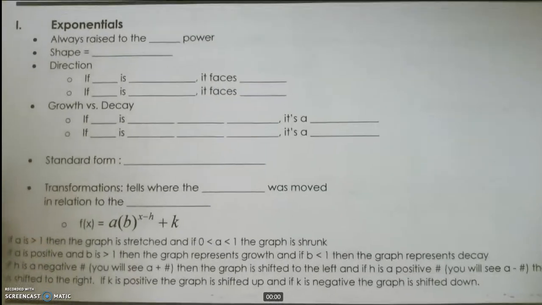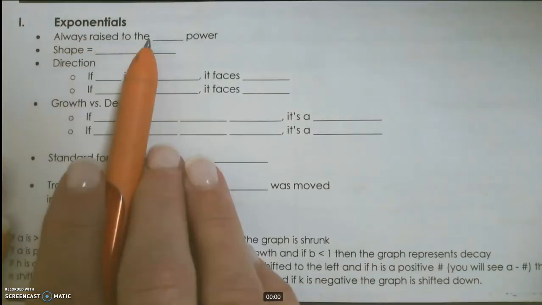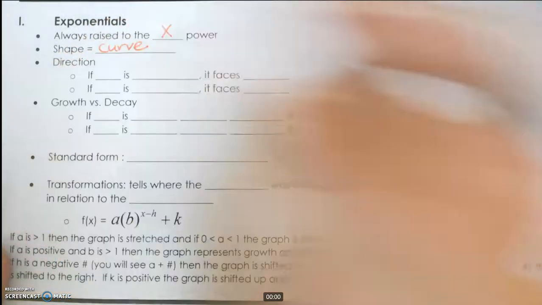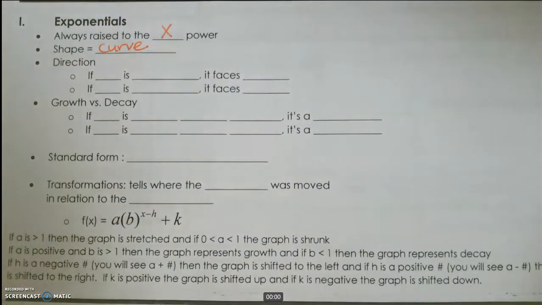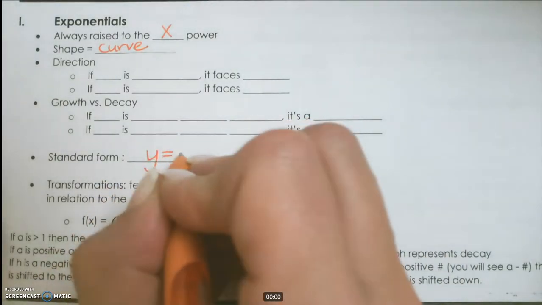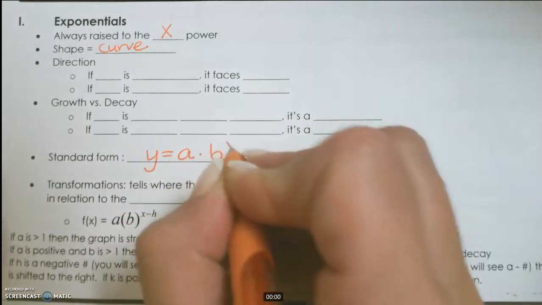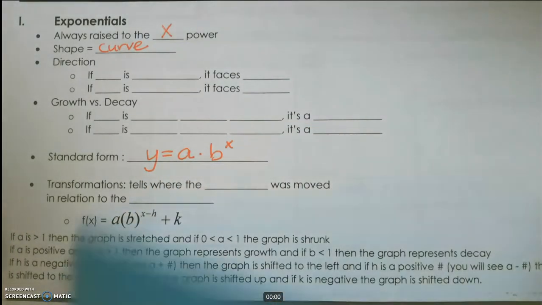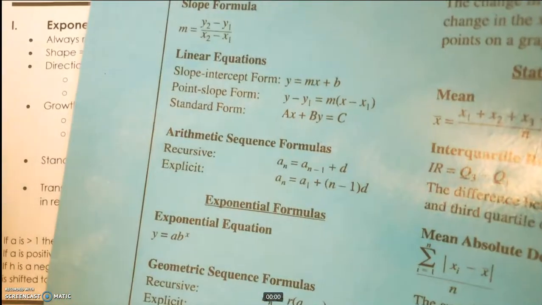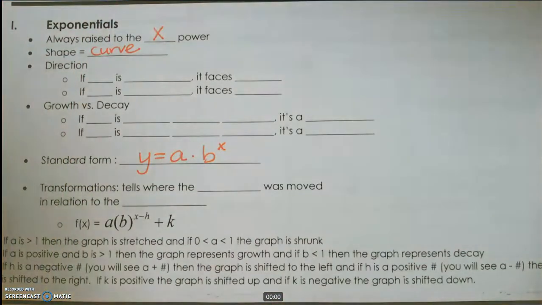Okay, starting with exponentials. Exponentials are always raised to the power of x. The variable is your power. The shape is creating a curve. Now the direction of that curve depends on the value of a. Keep in mind that in standard form, y equals a times b to the power of x. What's nice is you have a reminder of this on the EOC formula sheet, so feel free to click that formula sheet and reference it while you work on the EOC.